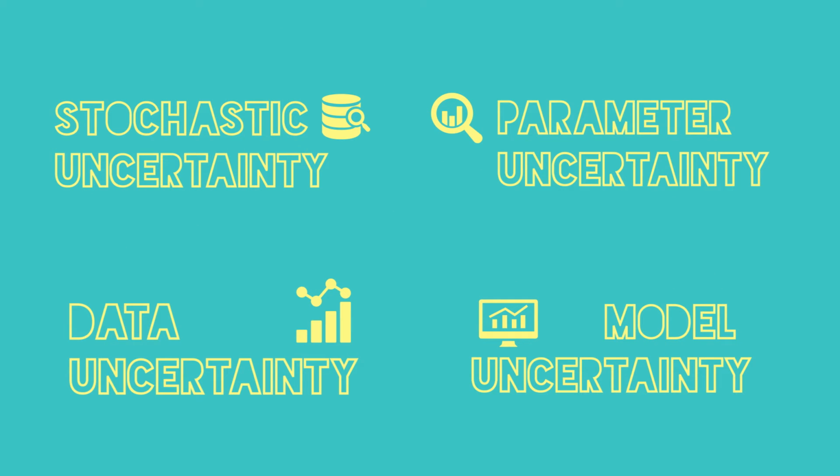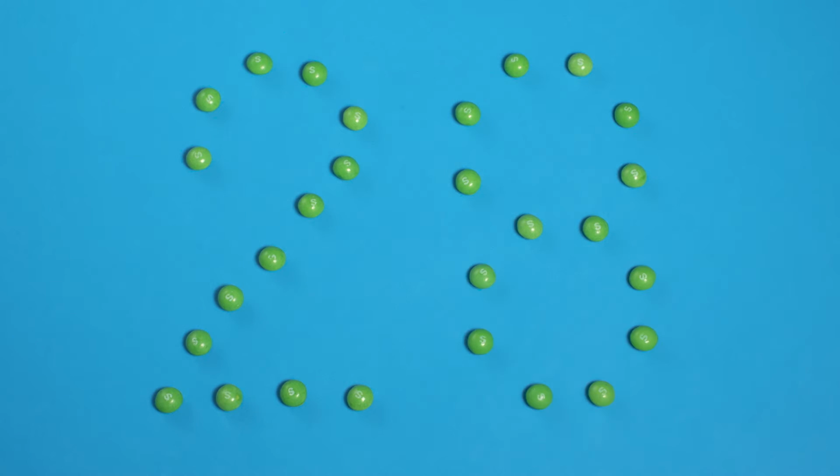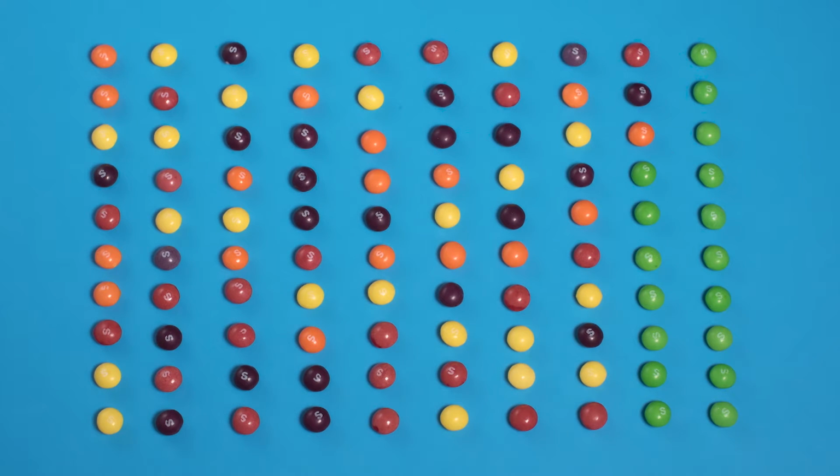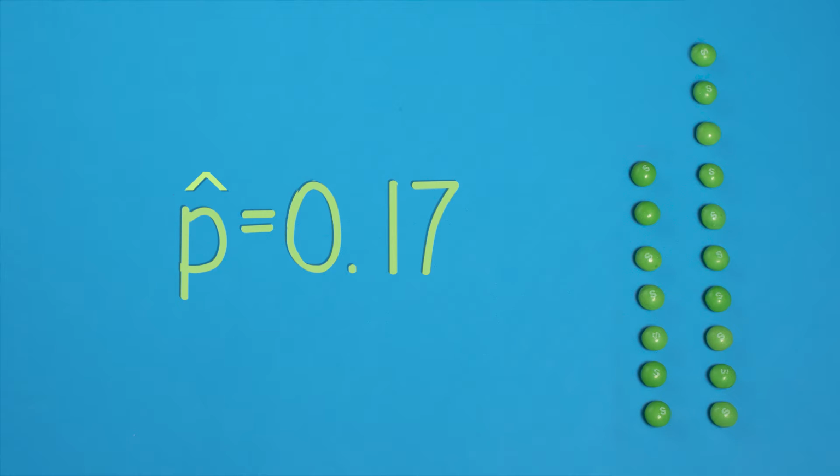To demonstrate stochastic and parameter uncertainty, let's assume that I'm going to give my mate, for his 28th birthday, 28 green Skittles. How many packets of Skittles do I need to buy in order to get 28 greens? I bought 2 packets, which gave me 100 Skittles, 17 of which were green. Does that mean that the proportion of green Skittles is 0.17?